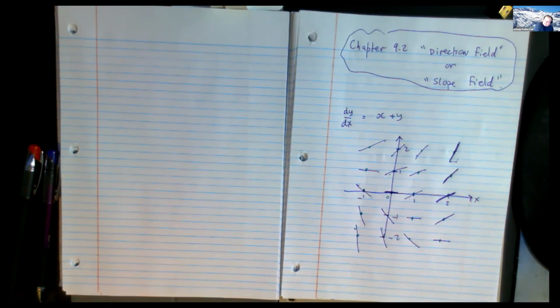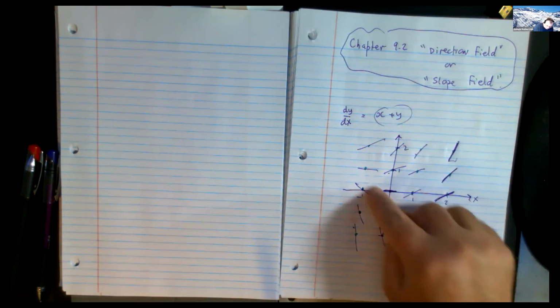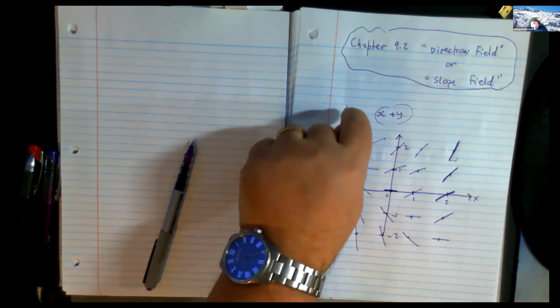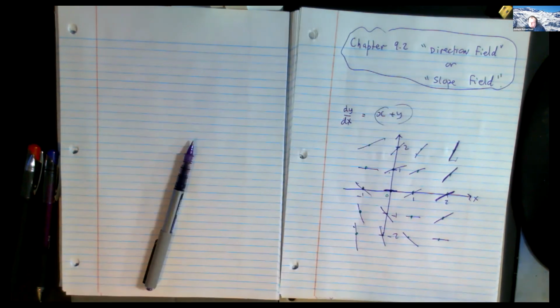But do you get the gist that at every single point you draw a little line with the slope that is equal to x plus y? And this is called a direction field. What it is doing is visually representing this differential equation.